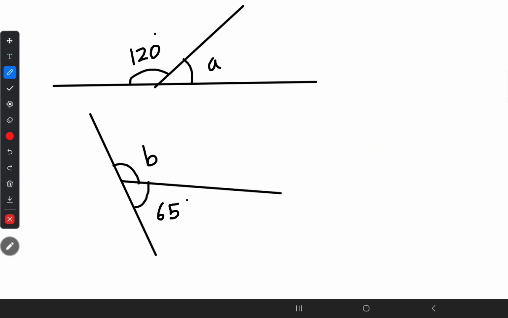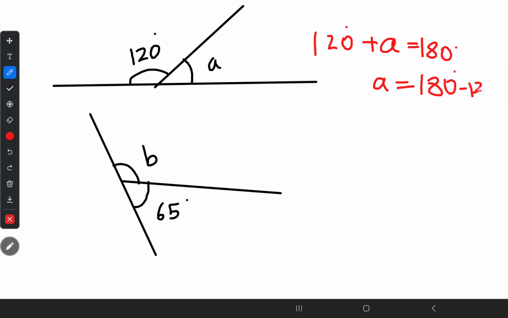It's very easy. So here there are two angles now. To find your answer for A, 120 plus A, you should write this properly: 120 plus A equals 180. Then, to find the answer for A, you should subtract 180 minus 120. That will give you A as 60.